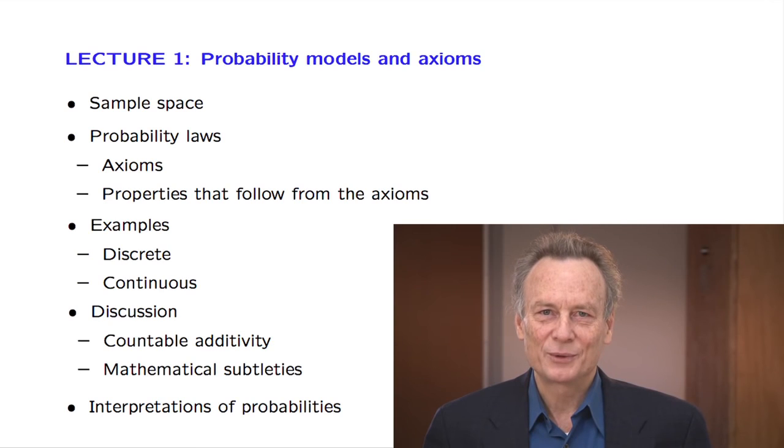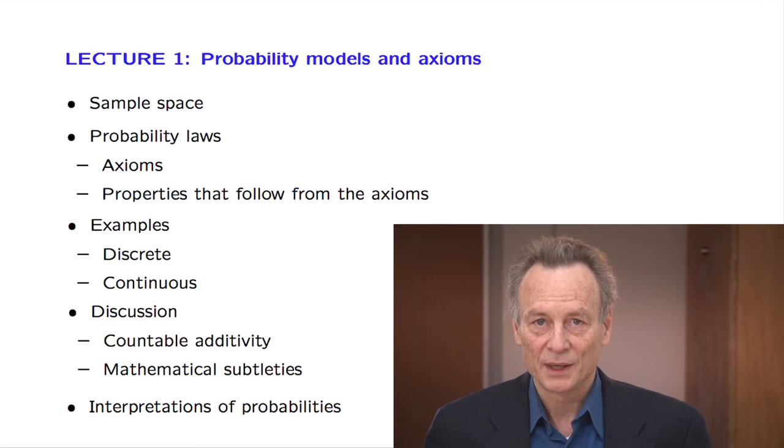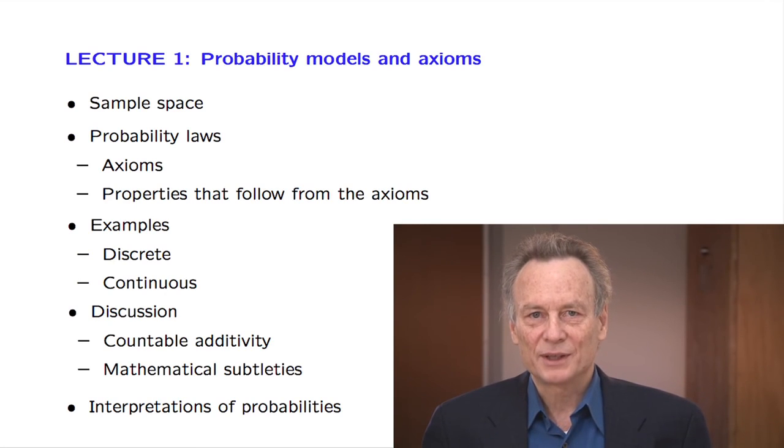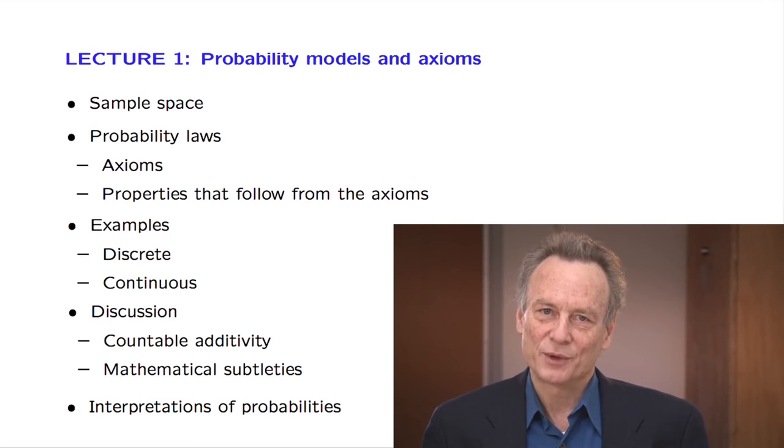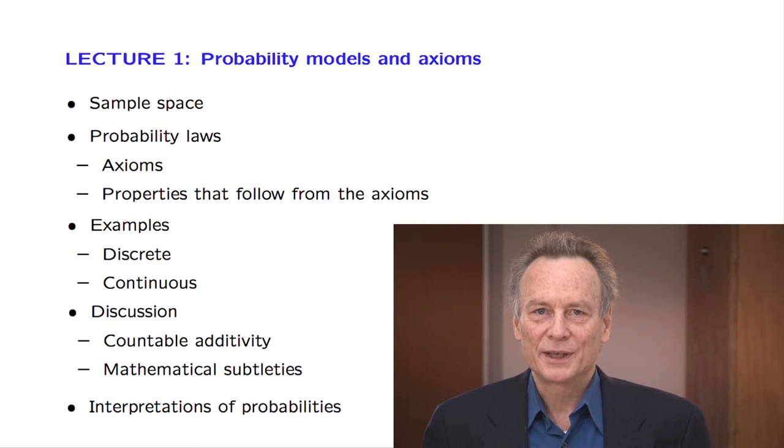We will dive into the heart of the subject right away. In fact, today we will accomplish a lot. By the end of this lecture, you will know about all of the elements of a probabilistic model. A probabilistic model is a quantitative description of a situation, a phenomenon, or an experiment whose outcome is uncertain.